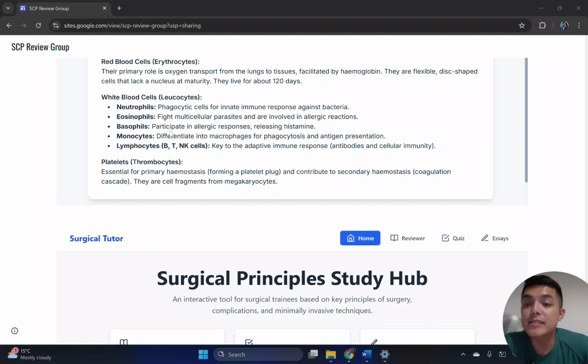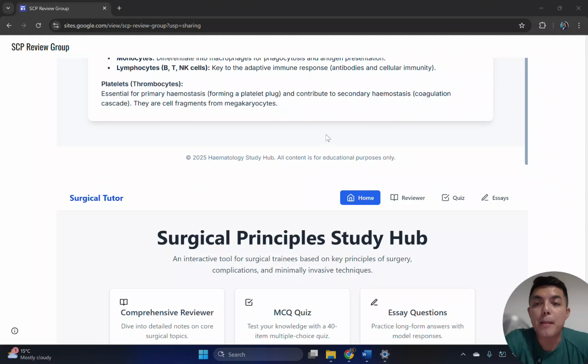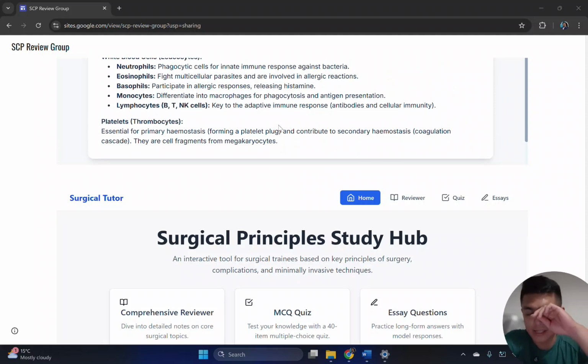Next is monocytes. They differentiate into macrophages for phagocytosis and antigen presentation. Next is your lymphocytes: B, T, and NK cells.